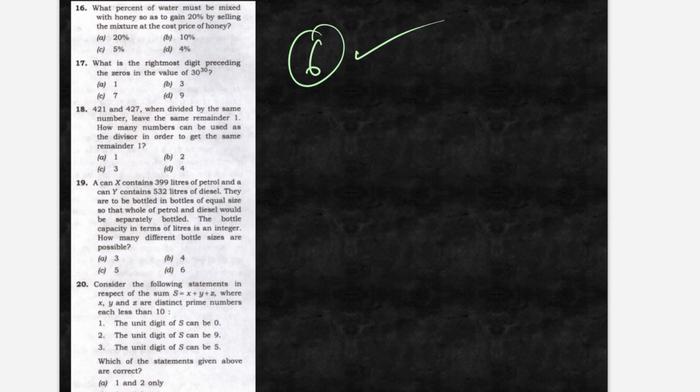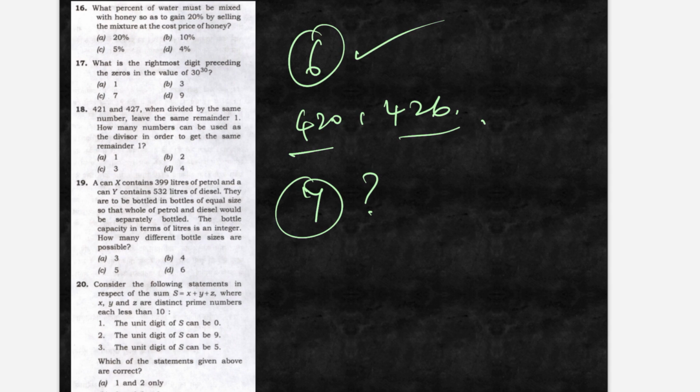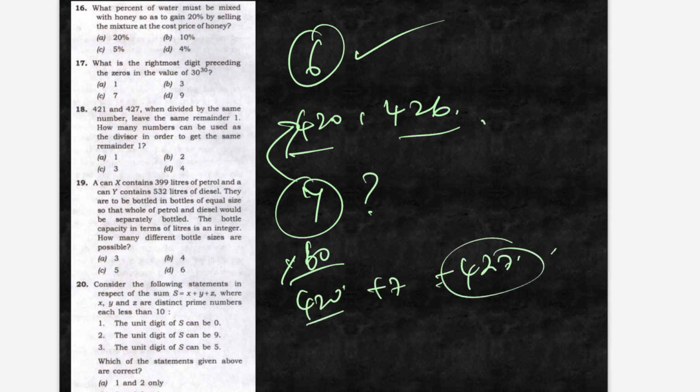Again, it's the same logic. The question says how many numbers can be used in order to get the same remainder 1. So 420 and 426, what all other numbers can possibly divide? Let's have a look at that. It cannot be more than 6, correct? Because if it is more than 6, let's say 7, if 420 is divisible by 7, the next number would be 427 and not 426. So it is so easy now to visualize that nothing more than 6 is possible in the answer.